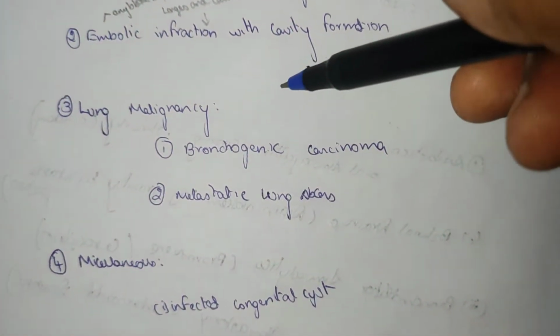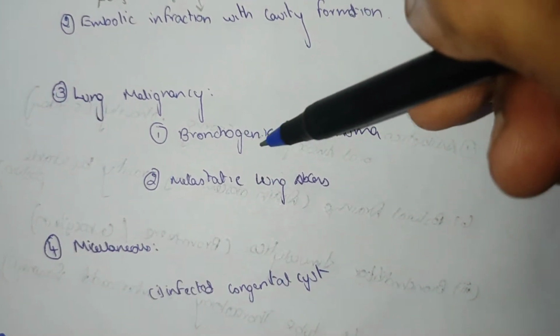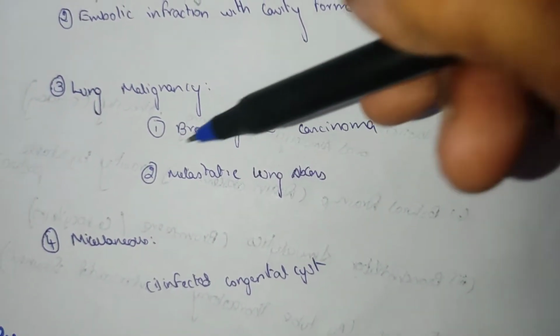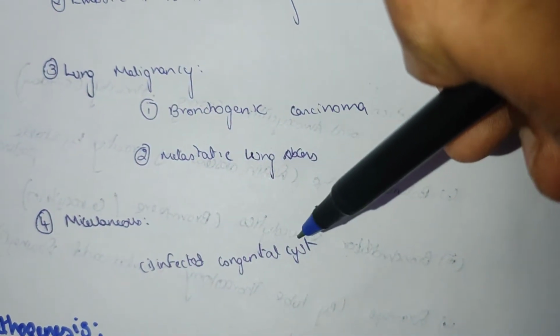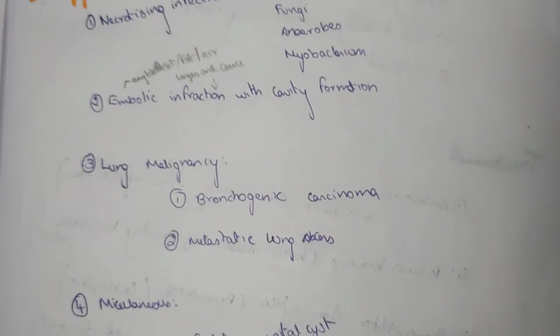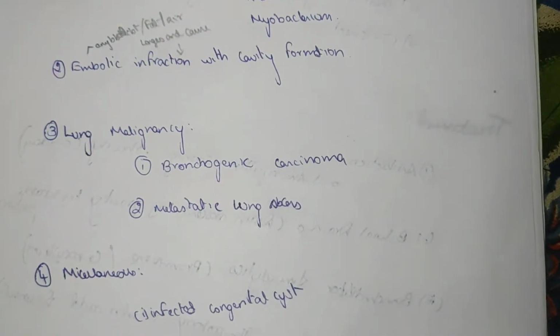And lung malignancy, bronchogenic carcinoma, metastatic lung abscess, and miscellaneous. The fourth one is infected congenital cyst. These are the etiology of this lung abscess.